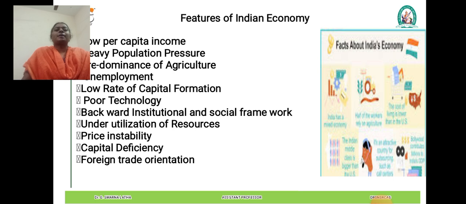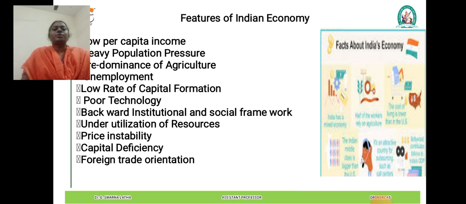The next one is a backward institutional and social framework. The social and institutional framework in underdeveloped countries like India is hopelessly backward, which is a strong obstacle to any change in the form of production. Moreover, social institutions such as the caste system, joint family system, and universal marriage affect the economic life of the people.